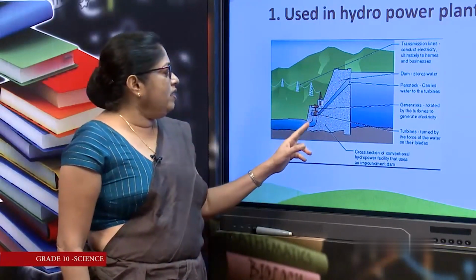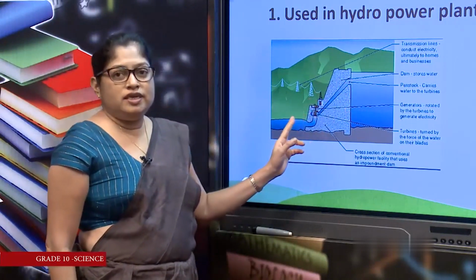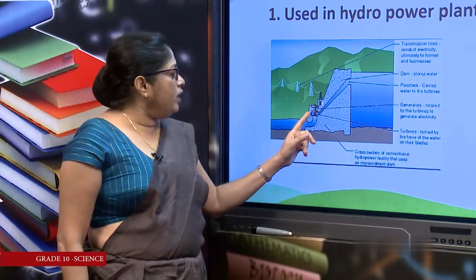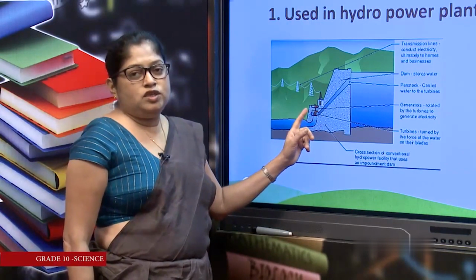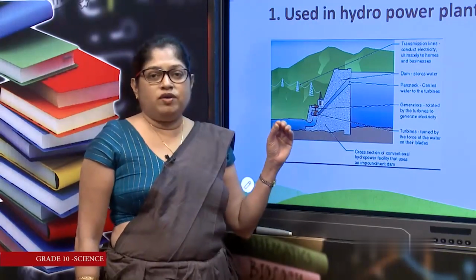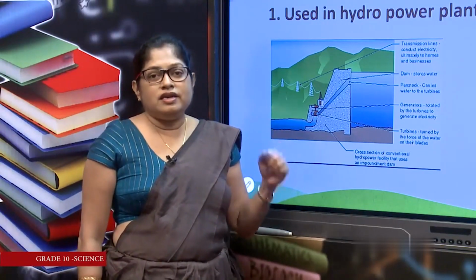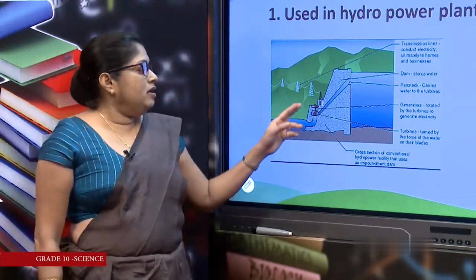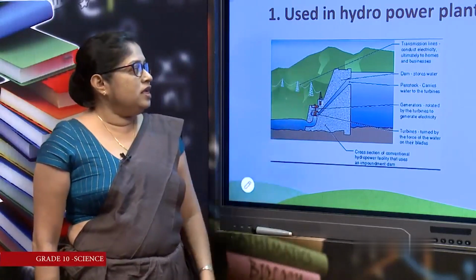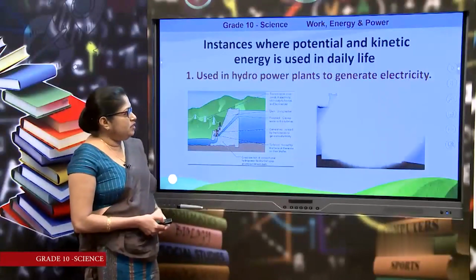When water is flowing, potential energy of water is converted into kinetic energy. So, the kinetic energy of flowing water can rotate this turbine. This turbine is connected to the generator. Whenever the turbine rotates, the generator is also rotating and electricity is produced, and the electricity produced is distributed throughout the country via these transmission lines. That is how electricity is produced.